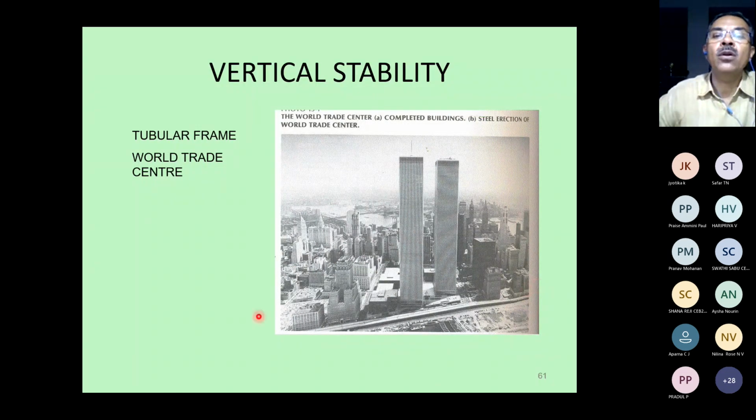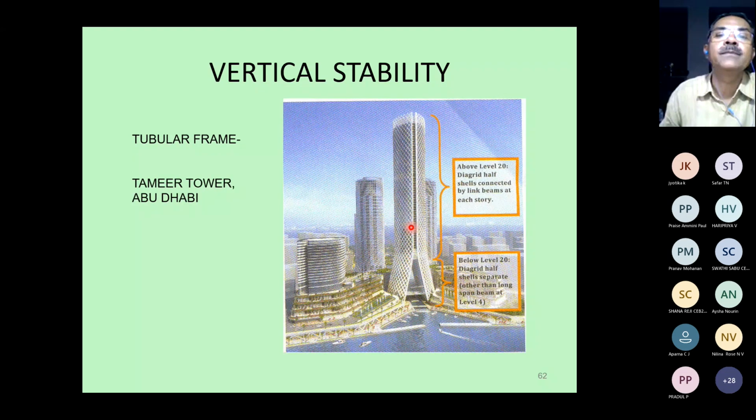That is, its outer core is made into a big tube, a square tube, and that tube is fixed at the base and standing all the way up to the roof, so that any horizontal load is taken by the outer core of the structure. So it's a tubular structure.